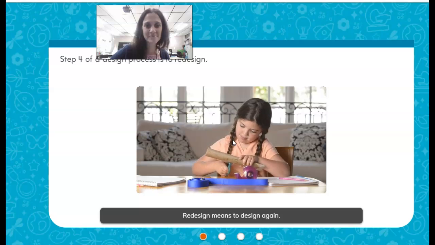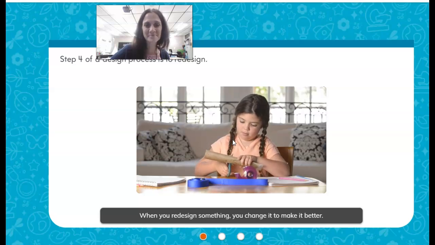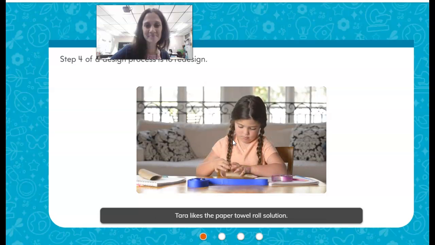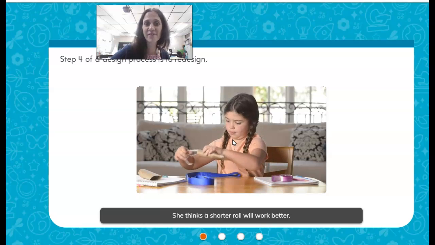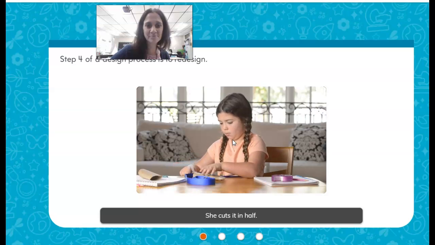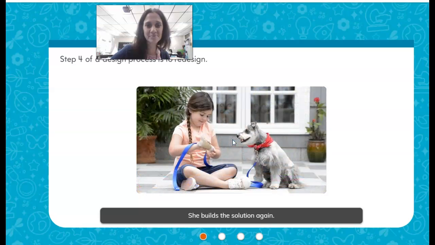Redesign means to design again. When you redesign something, you change it to make it better. Tara likes the paper towel roll solution. She thinks a shorter roll will work better. Very wise, Tara. She cuts it in half. She builds the solution again.